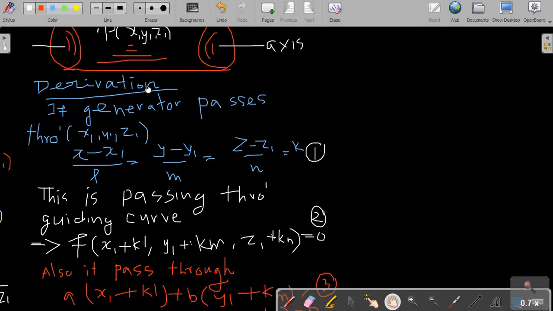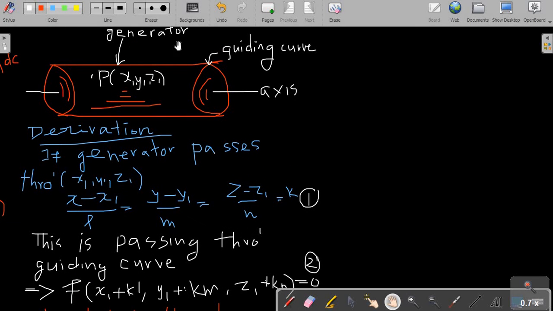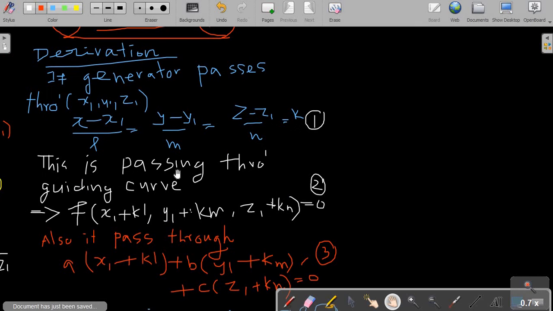Okay. Therefore, we can have the straight line equations, as we discussed just before: (x minus x1)/l equals (y minus y1)/m equals (z minus z1)/n equals k. Definitely, because a generator is a straight line. So this is a point on the surface. The surface is obtained by this generator rotating about this axis. Revolution of that generator about the axis will give you the surface. Therefore the point lying on the surface implies the point lying on the generator.